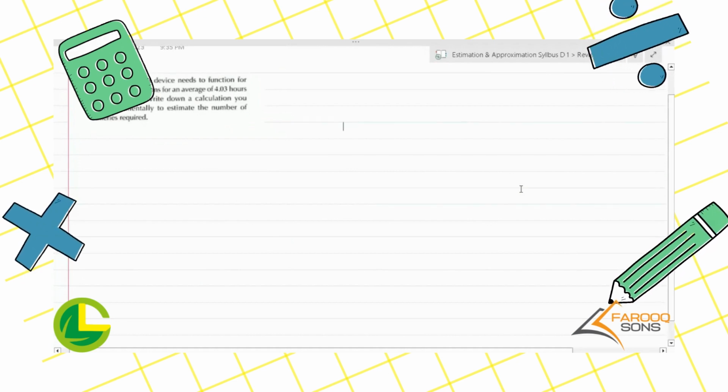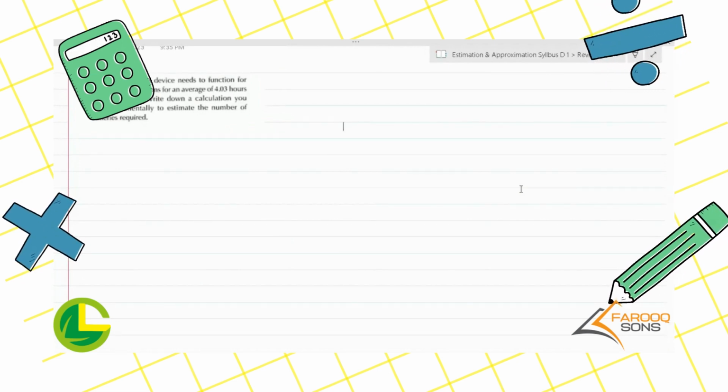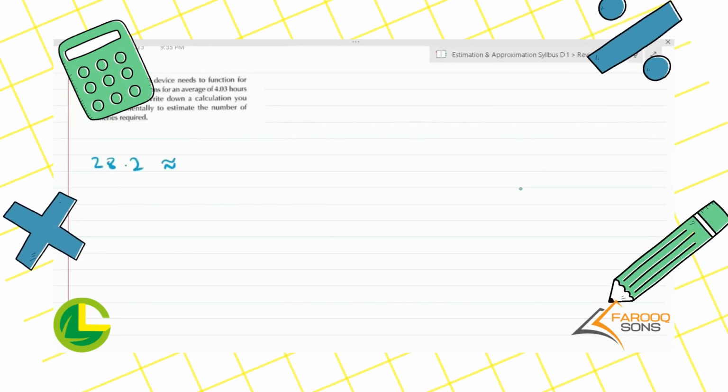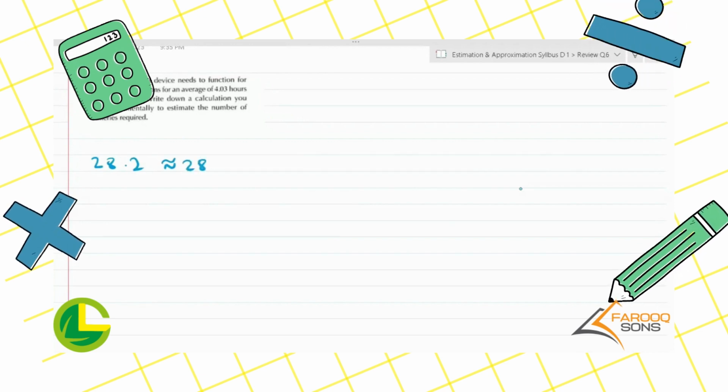Question number 6. A battery operated device needs to function for 28.2 hours. It functions for an average of 4.03 hours on one battery. Write down a calculation you could do mentally to estimate the number of batteries required. Okay, make life easy, round it off. 28.2 can be rounded off to 28. Easy peasy.